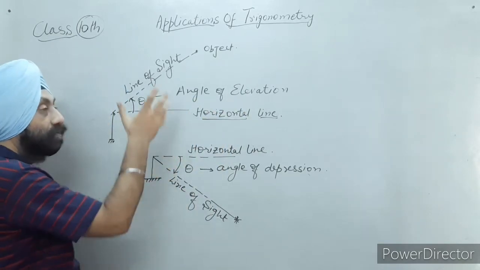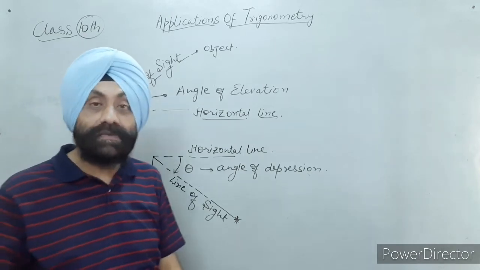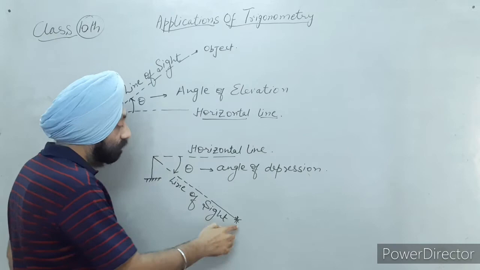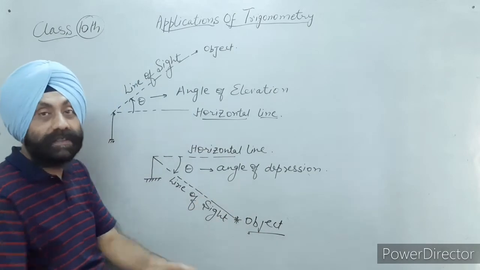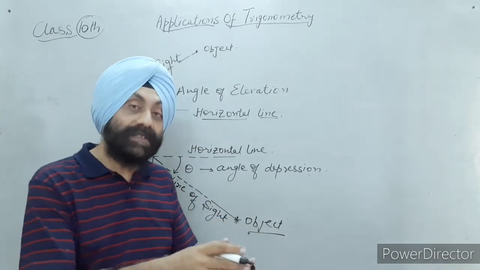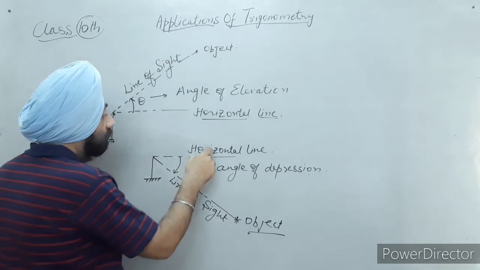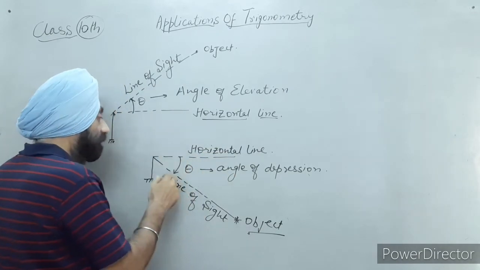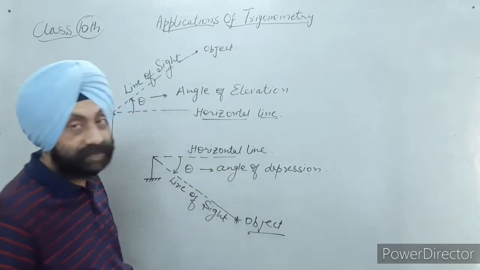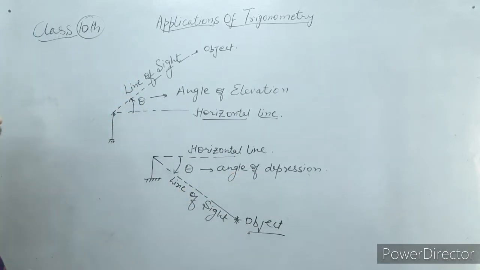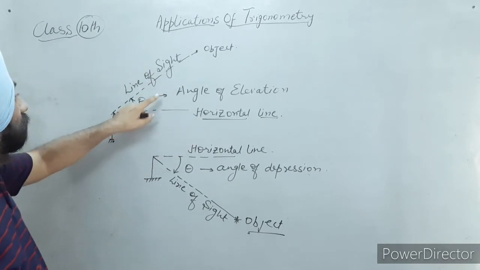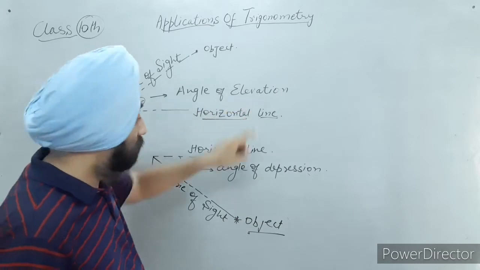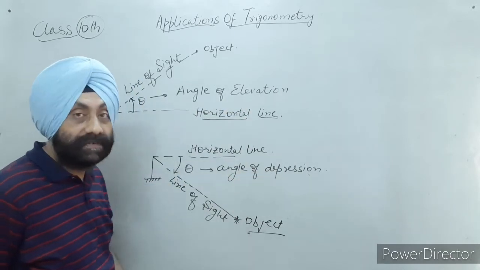If a person is standing at the rooftop or on a cliff or on a mountain and he has to observe some object lying on the ground or at a lower level, what does he have to do? He has to lower down his head. The line of sight and the horizontal line make an angle theta. In this case, this angle theta is called angle of depression. Hope this concept is clear, right? The angle between the horizontal line and the line of sight in this case is called angle of elevation, and in this case it is called angle of depression.